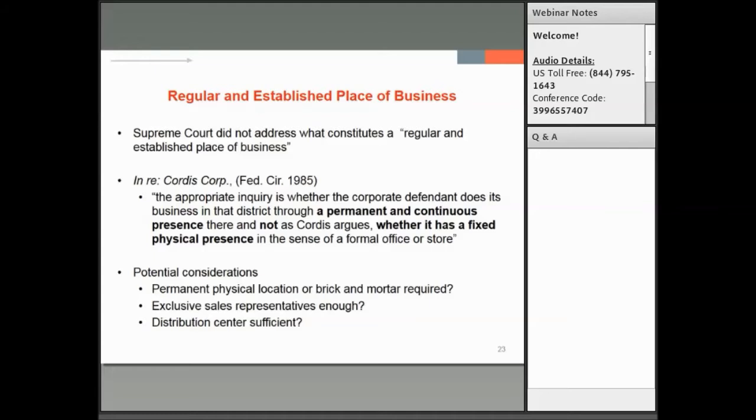Is a permanent physical location or a brick and mortar actually required? Are exclusive sales representatives living in a jurisdiction enough? Is a mere distribution center sufficient? What if that distribution center is shared by several different companies? There are a lot of different permutations that we're going to see play out over the course of the next several years.